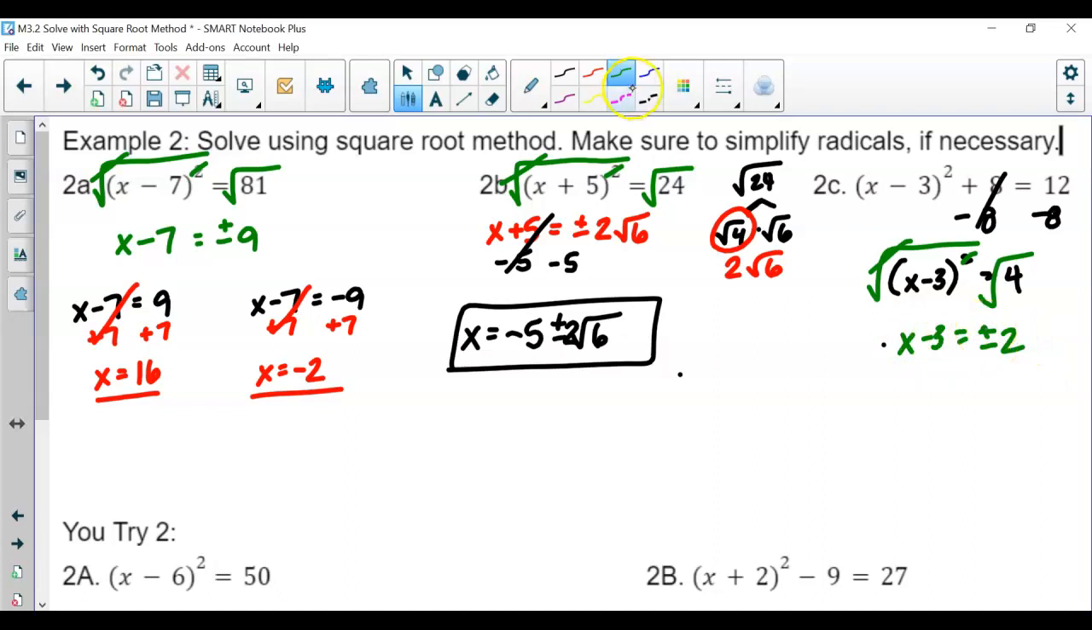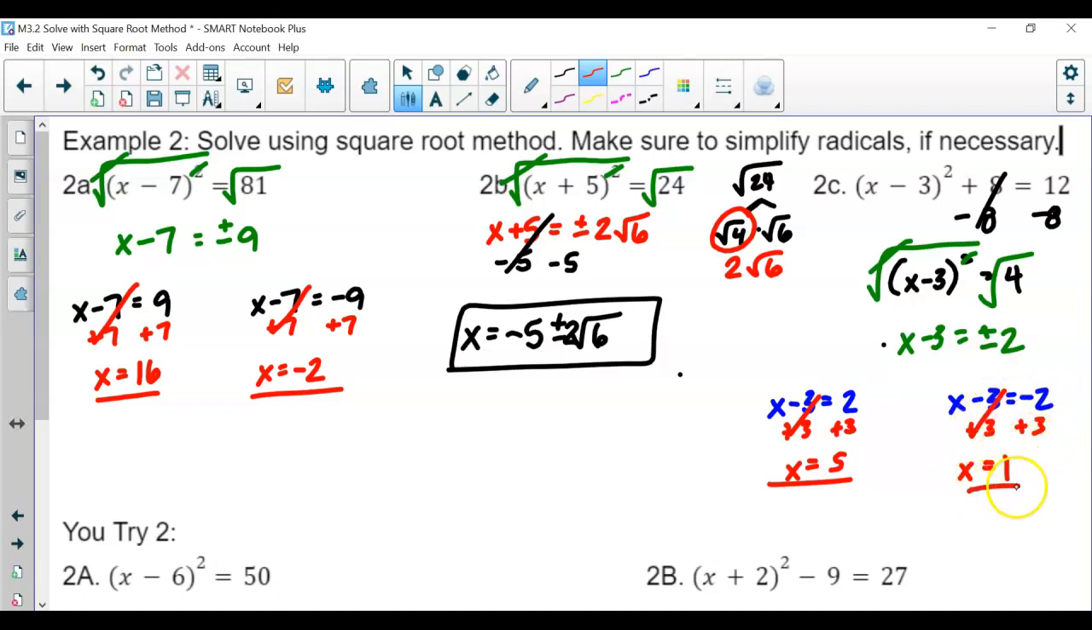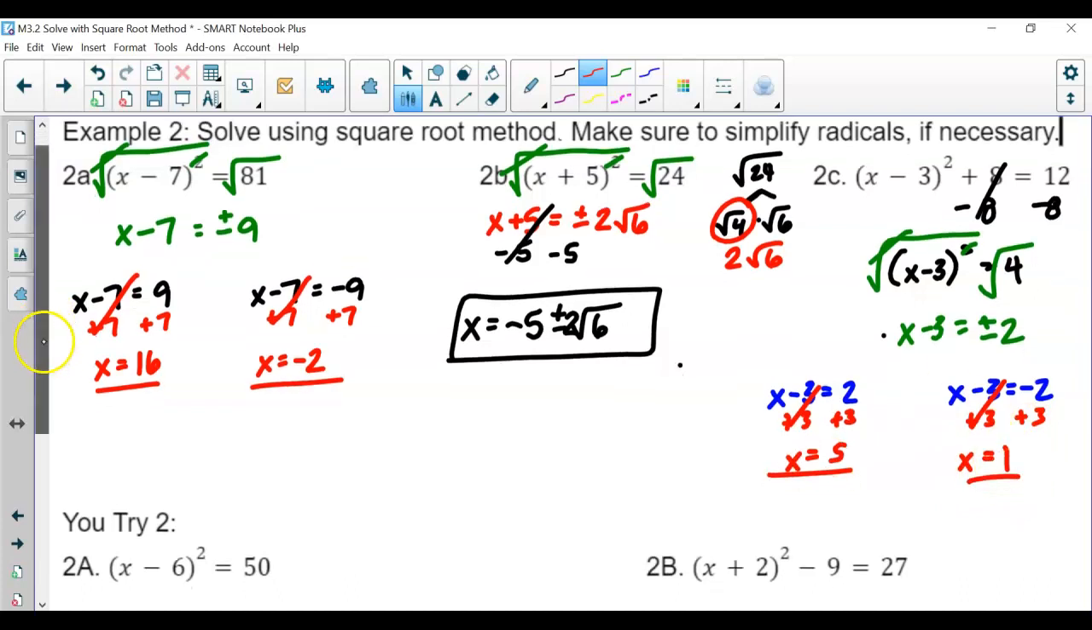So we do now need to set up our two equations. x minus 3 is equal to 2, and x minus 3 is equal to negative 2. Now add 3 to both sides. x is equal to 5, so that's one of them. Add 3 to both sides, and x is equal to negative 2 plus 3, which is 1. So 5 and 1 are the solutions.